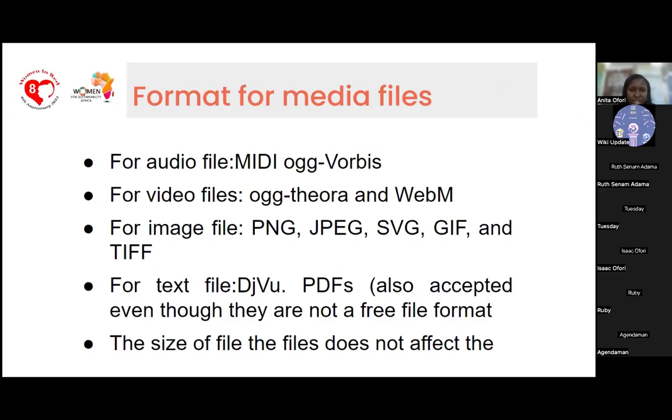So we're looking at the format in which these pictures or videos should be, because there are specific formats for the media files. It doesn't accept every format. For audio, you may want to look at files such as MIDI and Ogg Vorbis. You may want to look out for video files with OGG. You can see them on the screen, quite a number of them. You may just want to take note of this information. For images, I know most of you are familiar with JPEG, PNG, SVG, GIF, and TIFF. And we have text formats as well, such as DjVu, and PDF, which is very common.